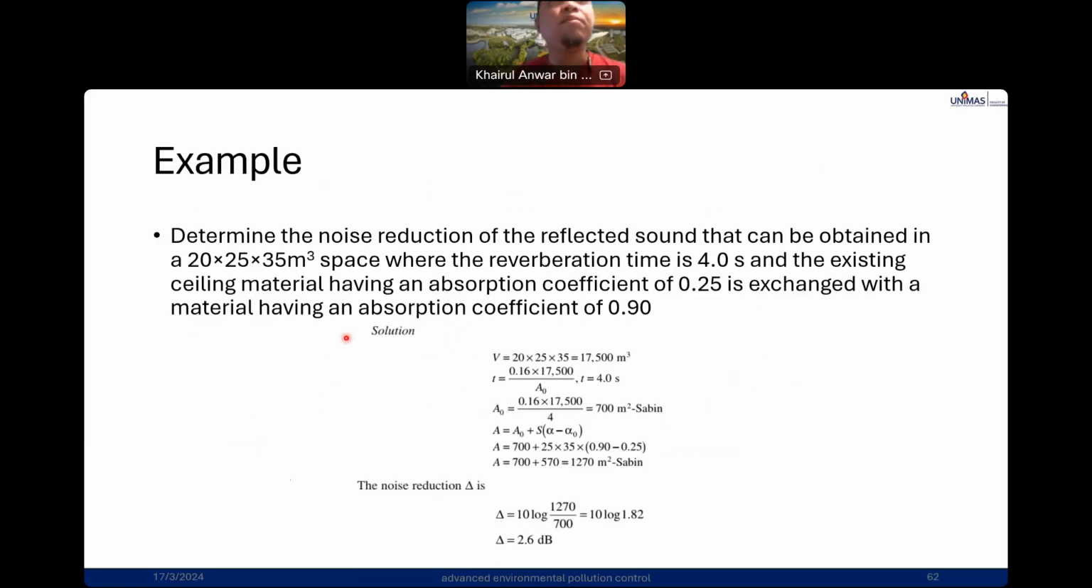For example, determine the noise reduction of the reflected sound that can be obtained in a 20 by 25 by 35 meter cubed space where the reverberation time is 4 seconds and the existing ceiling material having an absorption coefficient of 0.25 is exchanged with a material having an absorption coefficient of 0.9.